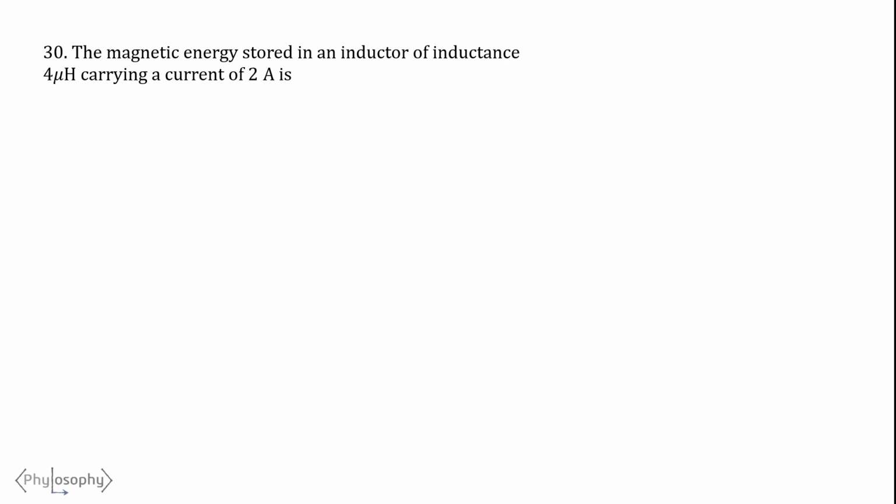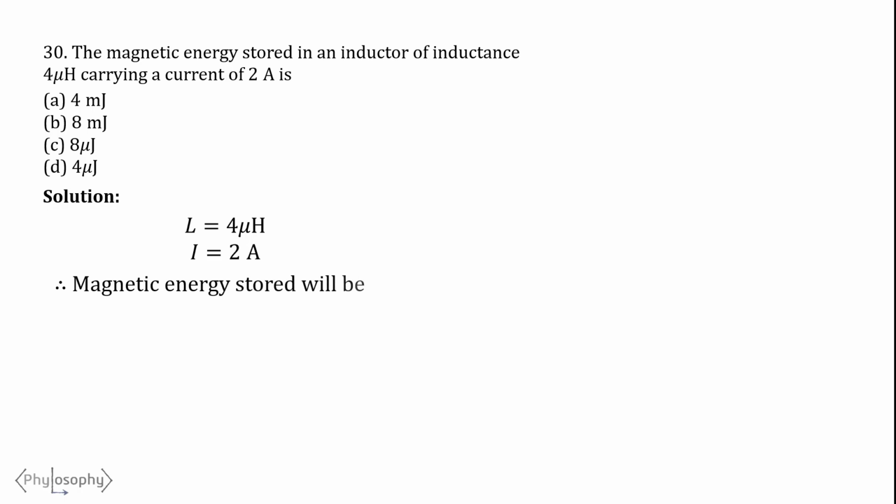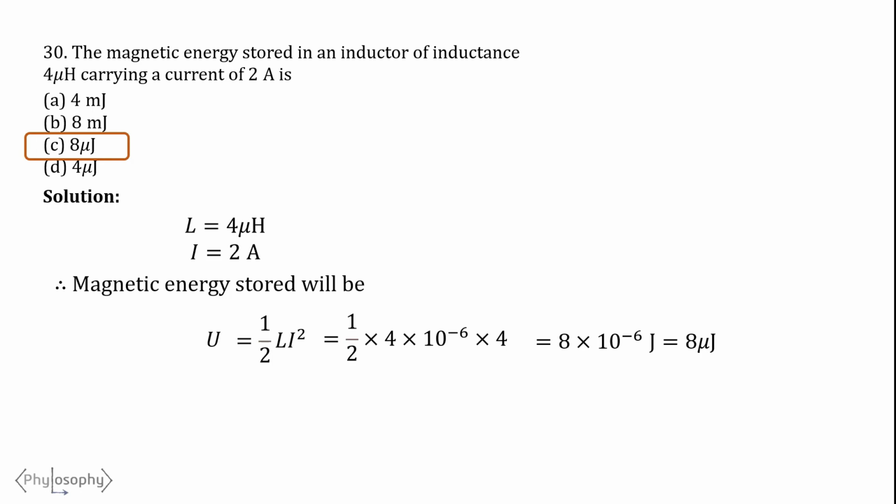Now let's solve our next problem. The magnetic energy stored in an inductor of inductance 4 microhenry carrying a current of 2 ampere is, and these are the four options. So it is given that L is equal to 4 microhenry and the current I is equal to 2 ampere. Therefore magnetic energy stored will be U equal to half L I square. So if you put the value of L and I in the SI unit, then you will get the total magnetic energy equal to 8 microjoule. Therefore option C is the correct answer.